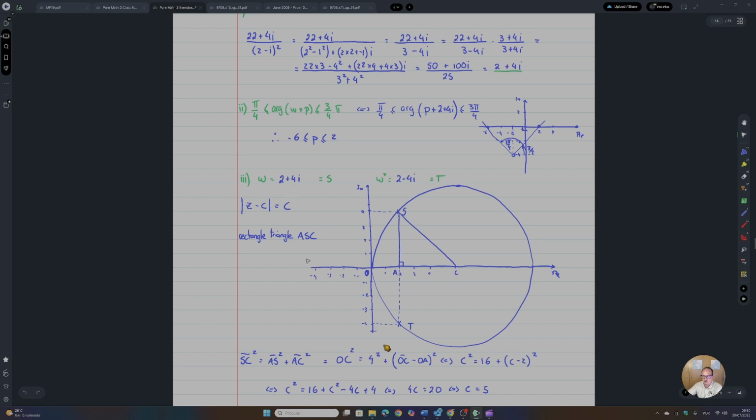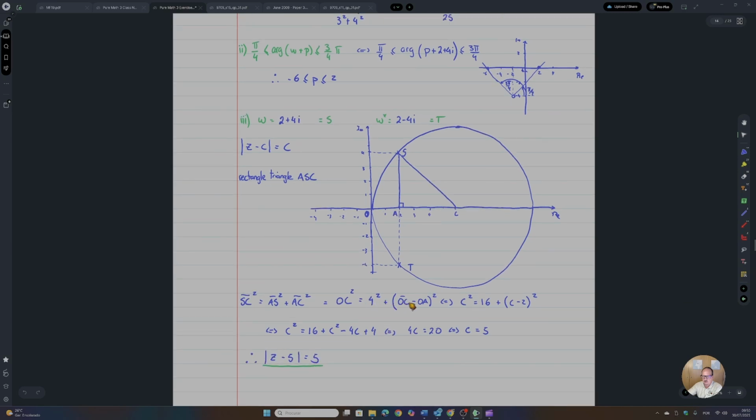Okay? So we can go ahead and substitute everything. Here, OC, I just represented by the letter C, the one that we want. So this is going to be C squared equals 4 squared, which is 16, plus OC, which is also C, minus 2, the whole thing squared. And then you just have to solve this equation. You solve the equation, and you have the value of C equals 5. So the equation is going to be modulus of Z minus 5 equals 5. The tricky part of this question was to figure this out, okay?